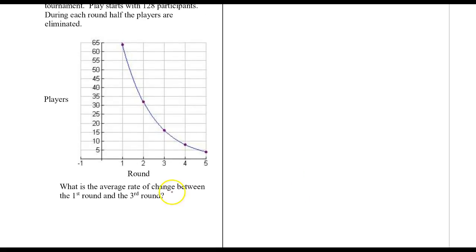So rate of change is slope. So we need to find the slope between the first and the third round. So we need points. So my first round is here. So round 1, there's 64 players left because we started with 128 and we cut that in half. My second round, I've got 32, and my third round, I'm down to 16. What we want is the slope from the first point to the third point.